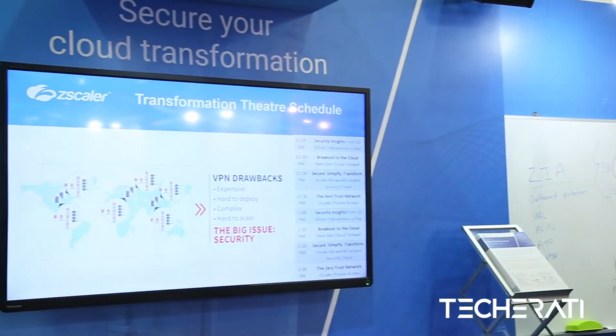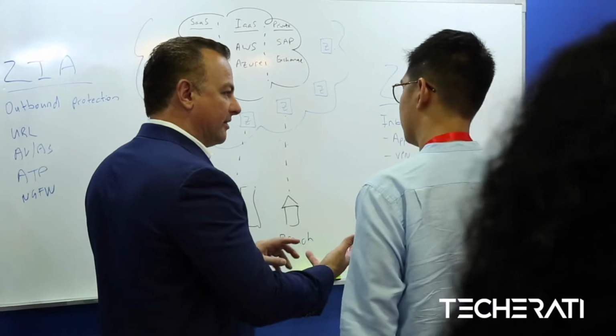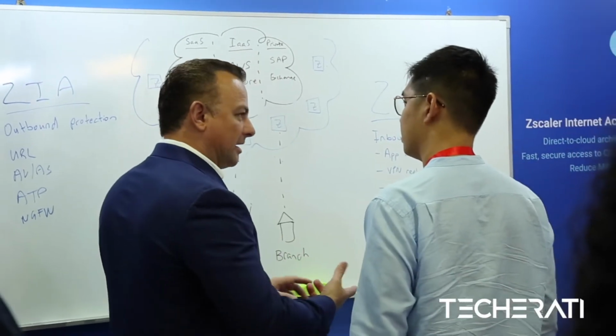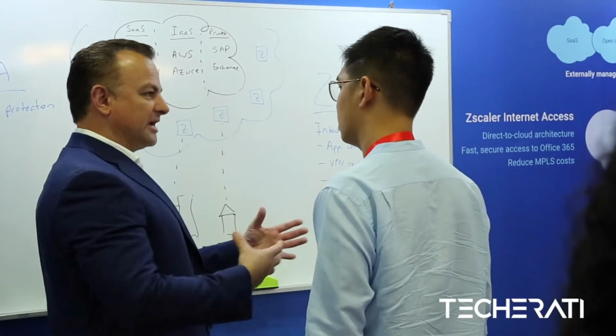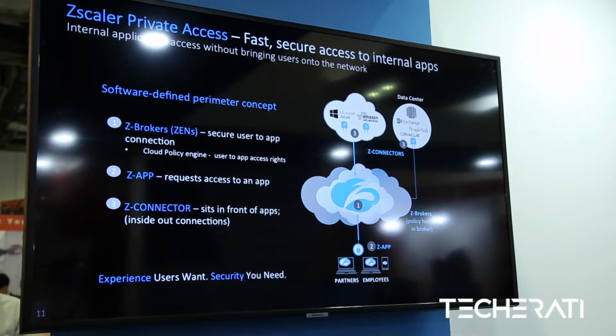ZScaler is a cloud security platform. We've effectively taken that traditional security stack that takes your traffic and pushes it out to the internet, and we've replaced it with a cloud-based service that effectively puts the perimeter now around the internet. What this delivers for the organization is it effectively takes that security and puts that policy around the user so they can travel freely outside of the network and have the same security experience as if they were on-premise.